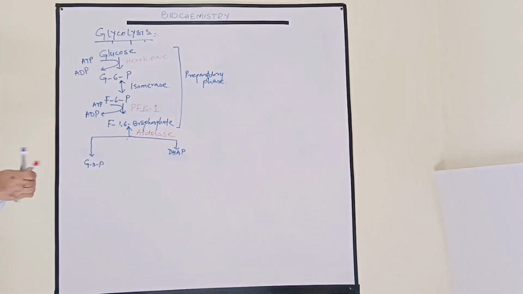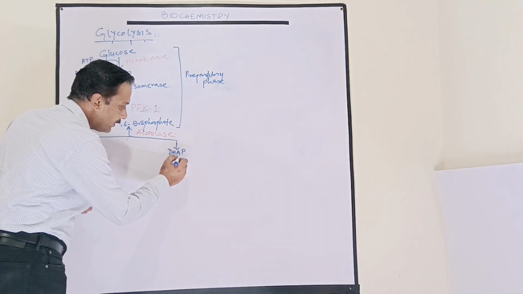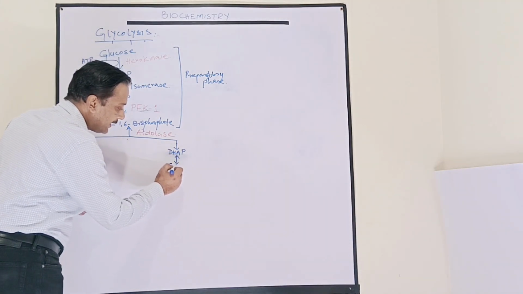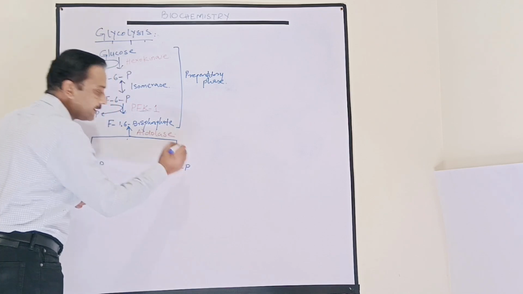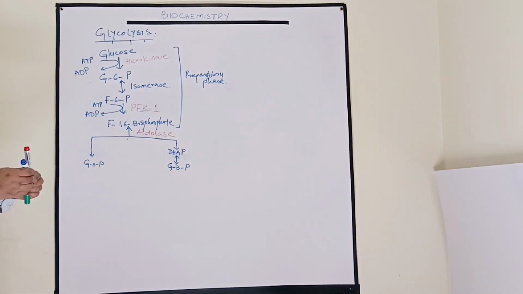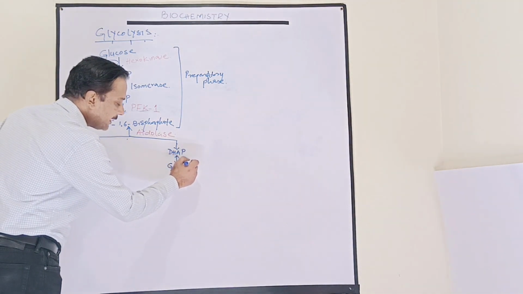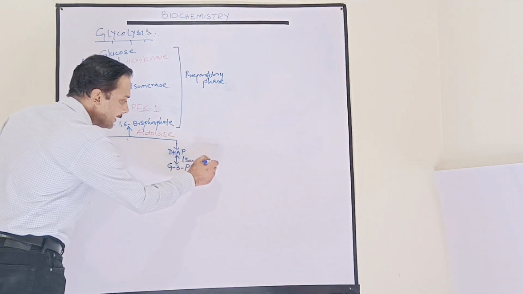Now this dihydroxyacetone phosphate is isomerized into glyceraldehyde 3 phosphate, because in glycolysis this glyceraldehyde 3 phosphate continues to run. So when it converts, the enzyme responsible is isomerase.